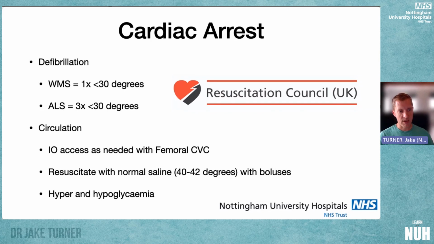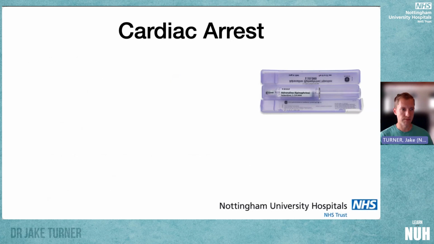In terms of circulatory access, IO is fine. If you're going to put a central line in, please use a femoral vein, because you want to avoid a wire irritating the myocardium if you go internal jugular, for example. Resuscitate with normal saline, because the liver can't metabolize the lactate in the Hartmann's when it's cold. Go with boluses and be very careful about the total volume that you give, because you can fluid overload these patients very easily. Don't treat hyperglycemia, do treat hypoglycemia, so give glucose if it's low.